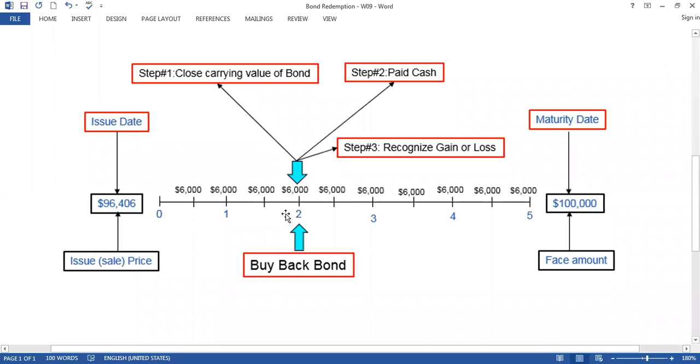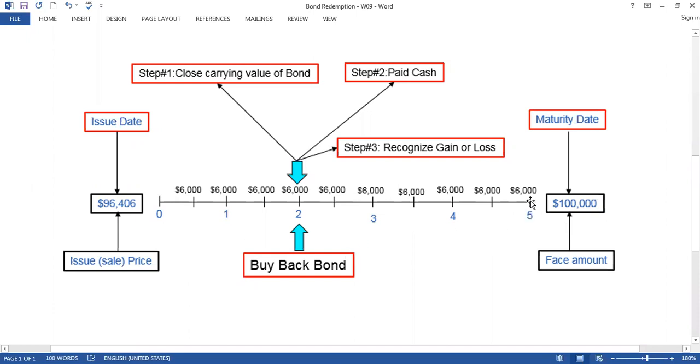Yes. So different years have different carrying values, right? At the end of year 1, we have one carrying value. At the end of year 2, you have another carrying value. At year 3, we have a different carrying value. But at this moment, we know this is the beginning carrying value, right? $96,406 is the beginning carrying value, and this is the carrying value 5 years later. And in the middle, we have different carrying values.